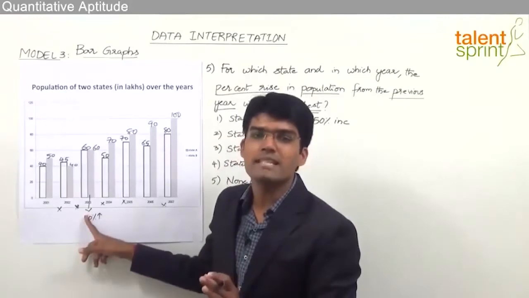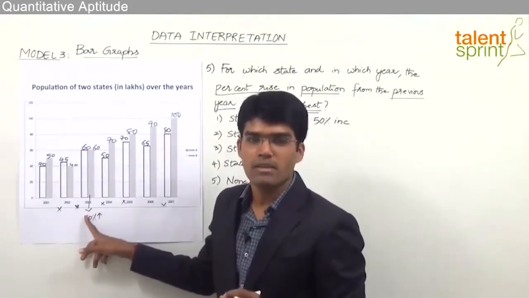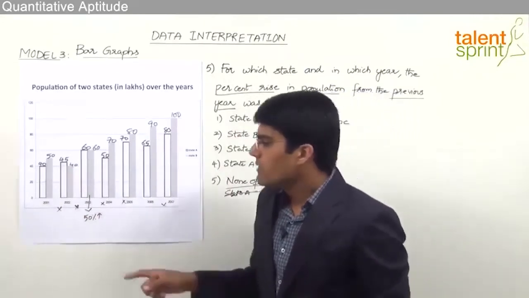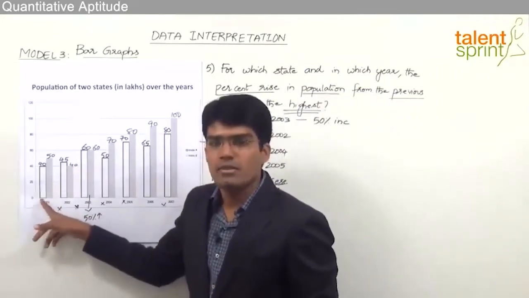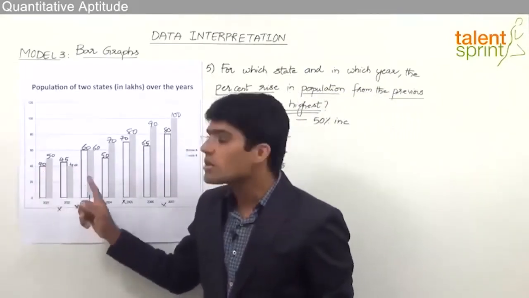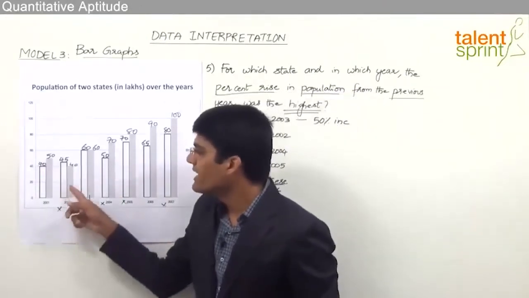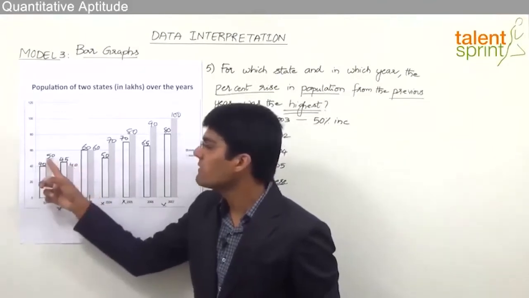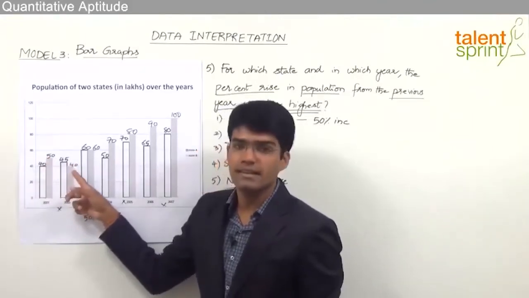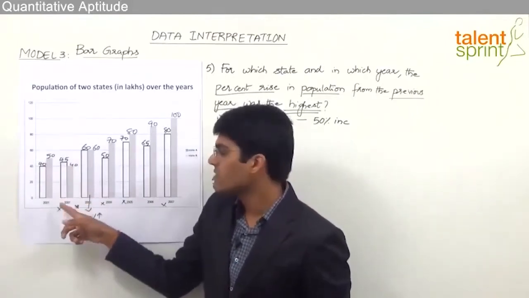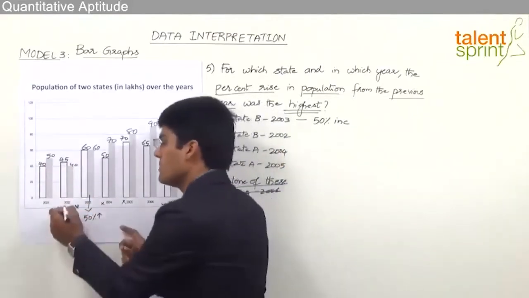Why? Because that is the maximum that we have got so far. But again, state B for the remaining years has to be calculated. Now we know that 2001 cannot be the answer. Why? Because previous year data is not known to us. So let us calculate state B for the remaining years. Now if you look at state B in 2002, it is 40 lakhs. Previous year was 50 lakhs. It is decreasing. A decrease here cannot be the correct answer. Why? Because we are trying to find out percentage rise. So state B in 2002 is ruled out.